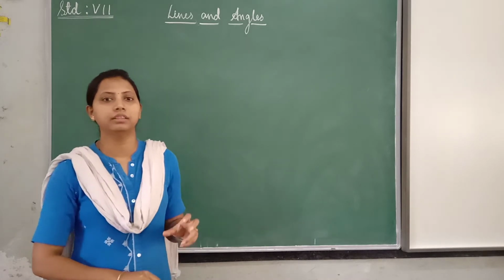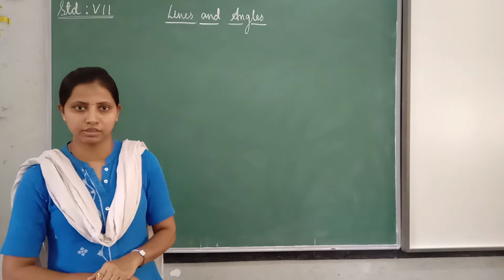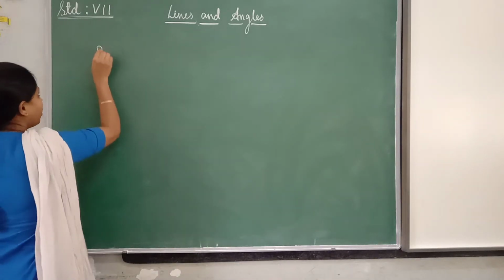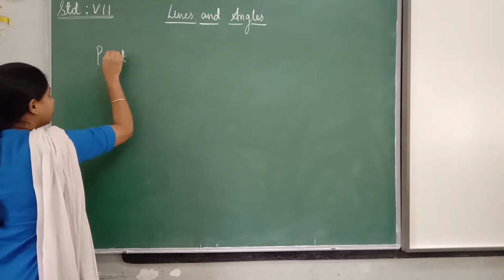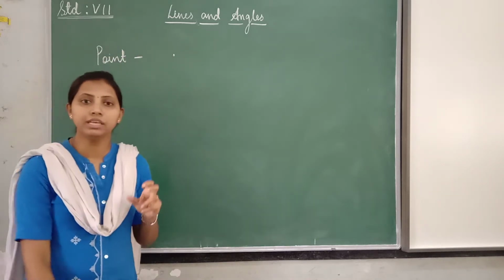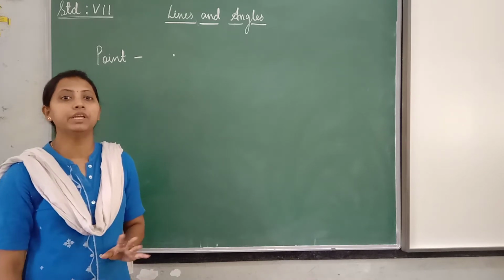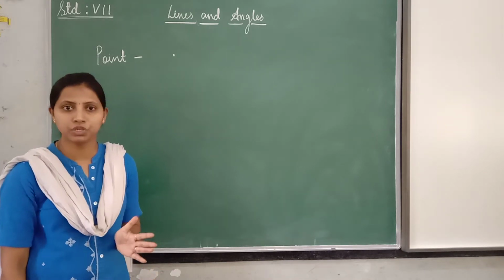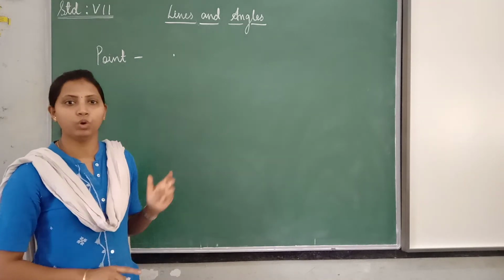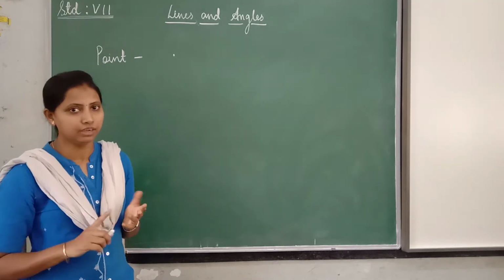Okay, so the basic things of geometry we will discuss first. In that, the first one is point. So what is a point, children? A point is nothing but a dot. Yes, it is the smallest geometrical figure having no dimensions. Dimensions means length, breadth and height. A point has no dimension. It doesn't have length, breadth and height.